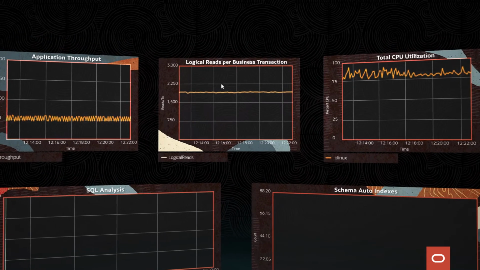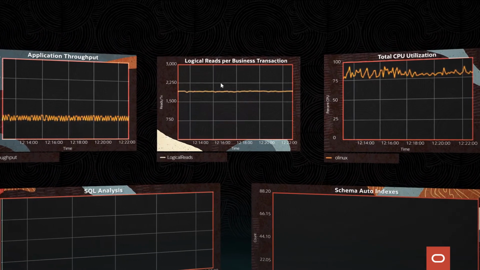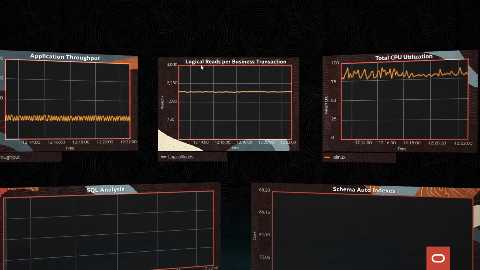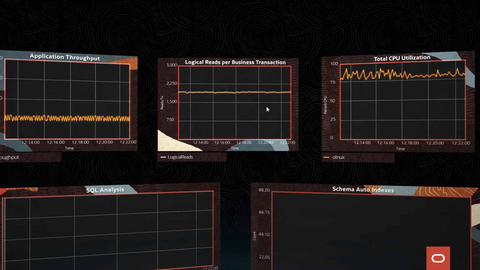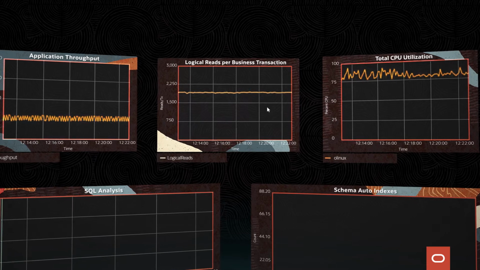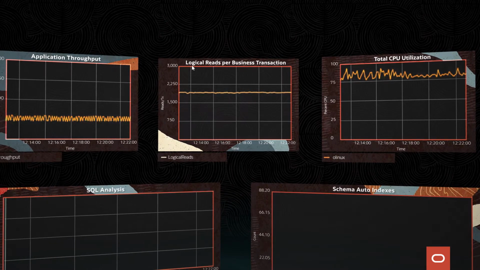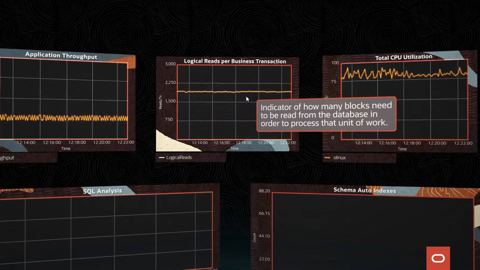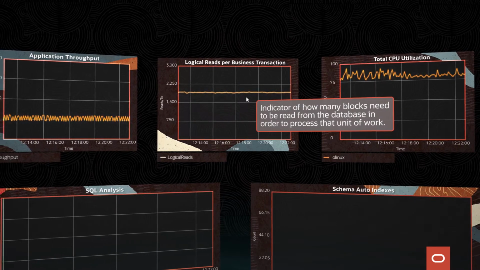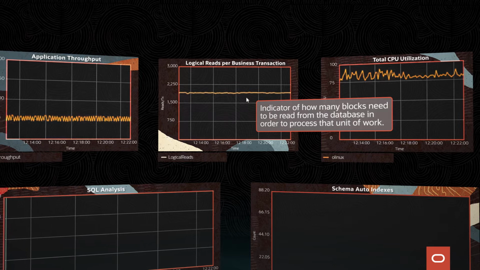Associated with a business transaction is work that the database has to do. I've chosen a metric, logical reads per business transaction. So in other words, this is how much effort is required to execute each individual business transaction. I chose this metric because this is an indication of how many blocks need to be read from the database in order to process that unit of work.